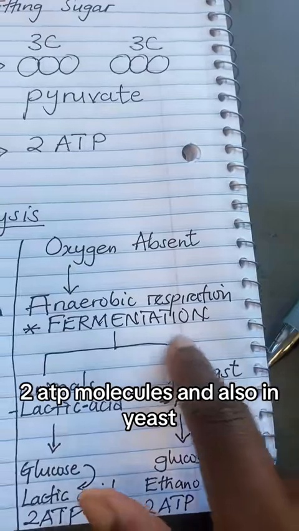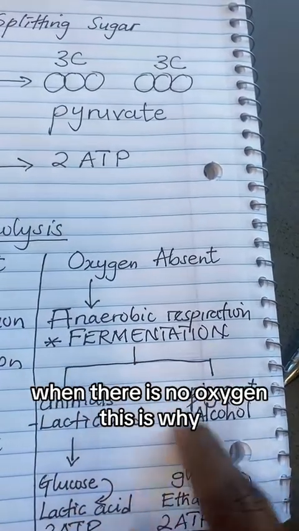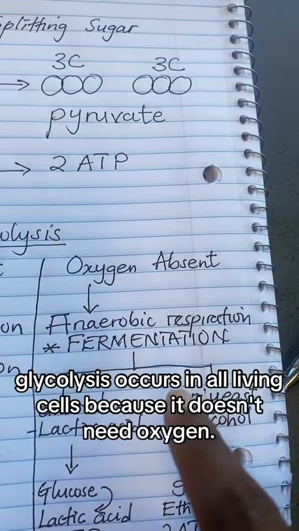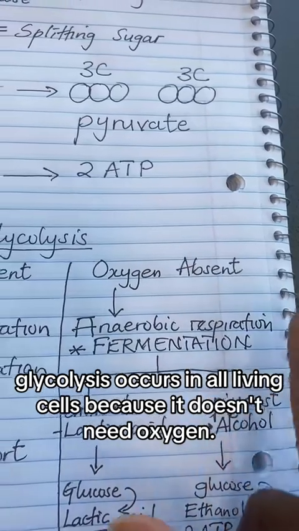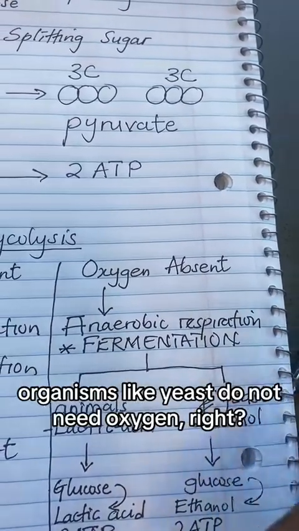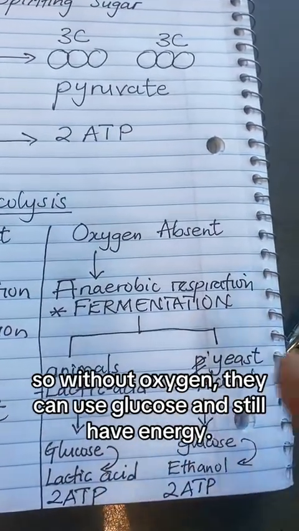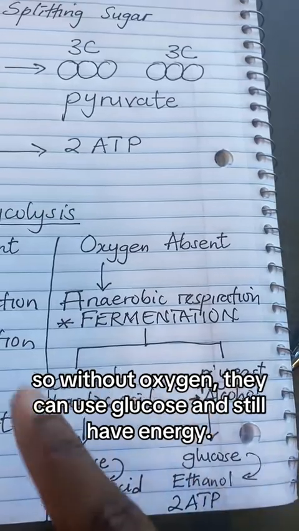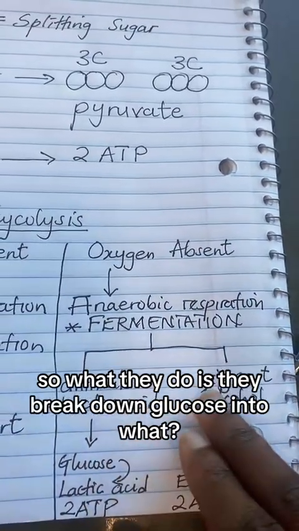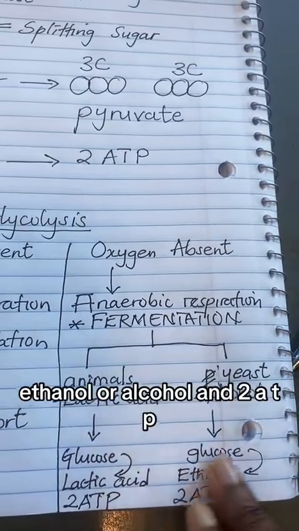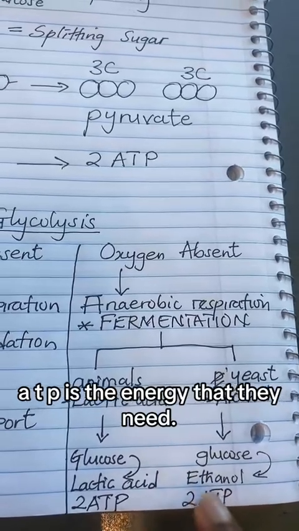And also in yeast, when there is no oxygen, this is why glycolysis occurs in all living cells, because it doesn't need oxygen. Organisms like yeast do not need oxygen, right? So without oxygen, they can use glucose and still have energy. What they do is they break down glucose into what? Ethanol, or alcohol, and 2 ATP. ATP is the energy that they need.